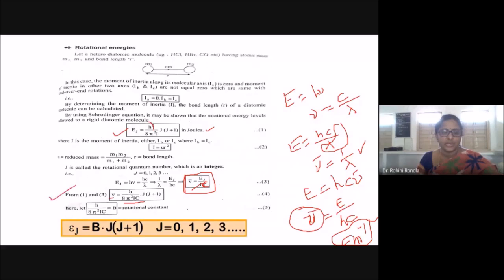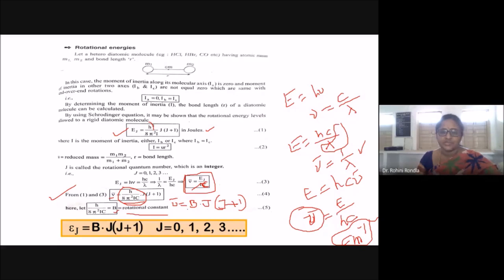This is about nu bar. Now consider this whole h by 8 pi square IC as a constant, that is the rotational constant B. When we take h by 8 pi square IC as a constant, then nu bar is equal to B into J into J plus 1. This whole h by 8 pi square IC we are taking as constant B.